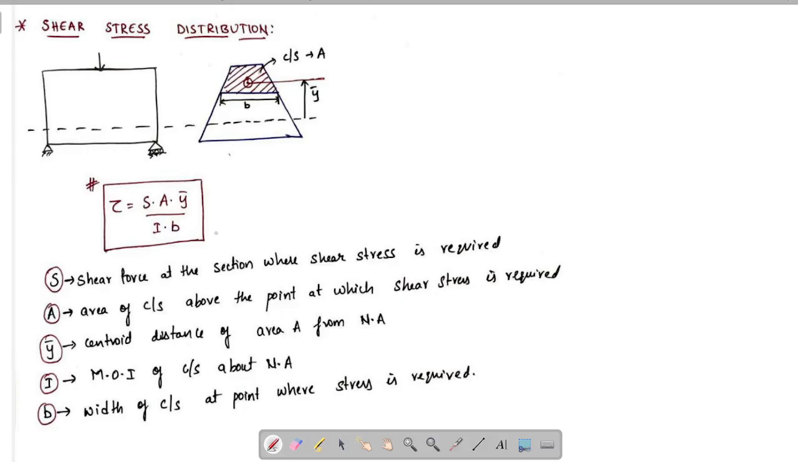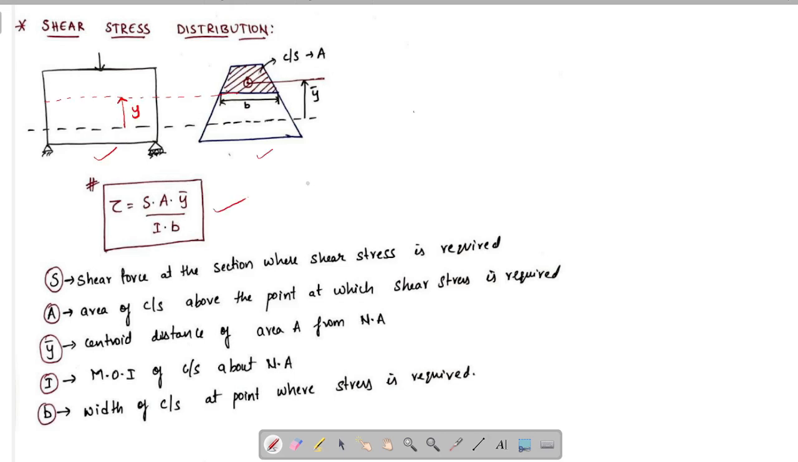Now, let's see how to find shear stress at a particular distance from the neutral axis. Here in this case, we have taken a simply supported beam with a trapezoidal cross section. The shear stress at a distance y from the neutral axis is given by S A y bar by I into B. Now let's see each and every term in detail.